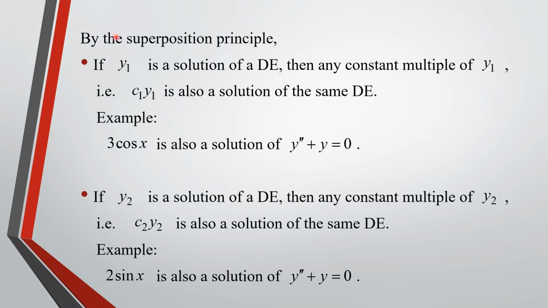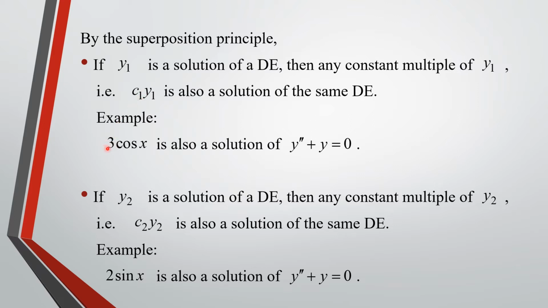The superposition principle says that if y1 is a solution of a DE, then any constant multiple of y1, that is c1 y1, is also a solution of the same DE. What does this mean? We have seen that y1 equals cos x is a solution of the differential equation. Now let us multiply y1 by any constant, call it c1. In this example, I'm replacing c1 by a constant 3.